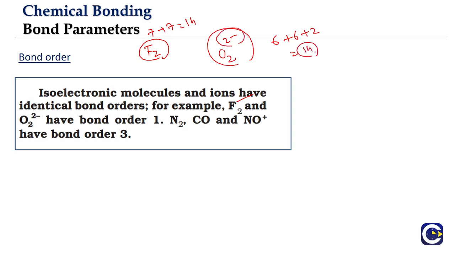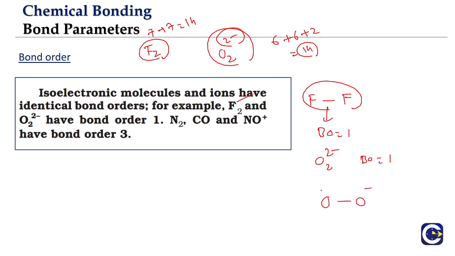So totally what is the count? 14. Okay, and what we see here is in both the cases, look at F2. We'll have a fluorine. There is a single bond, right? So bond order is equal to what? 1. Similarly in O2 2 minus, what will be the bond order? O2 2 minus also the bond order will be equal to 1. Okay, so if you look at it, both these oxygens have 1 unit negative charge and they'll have a single bond between them, like that.